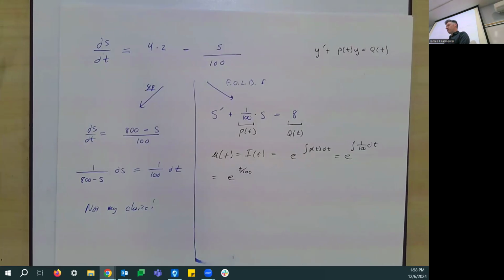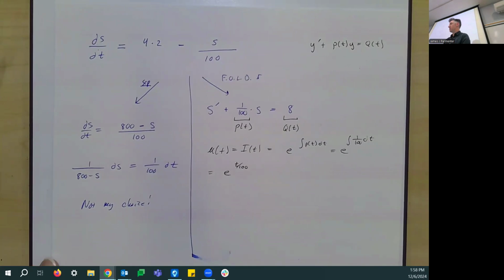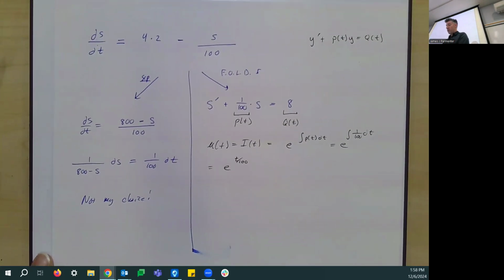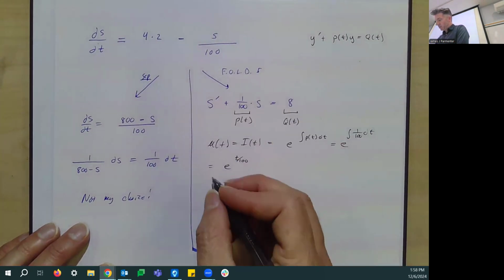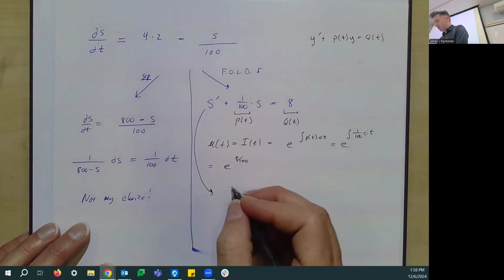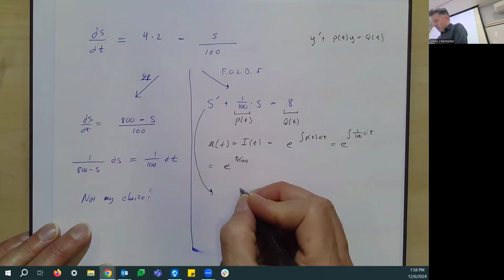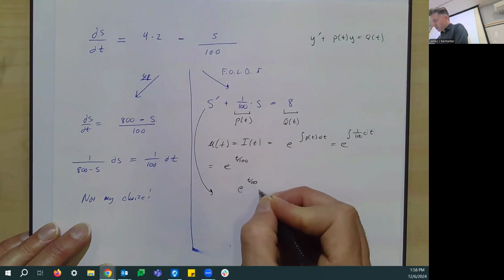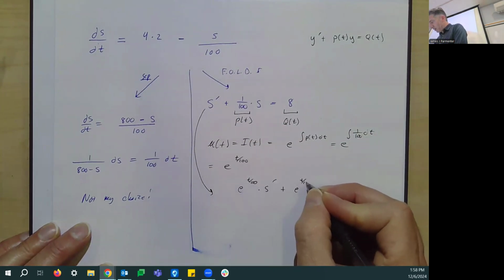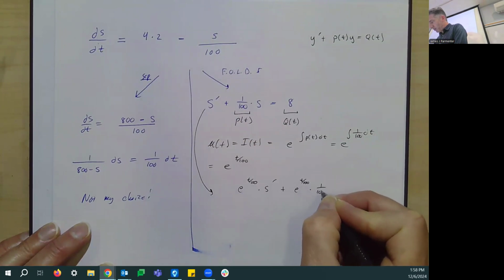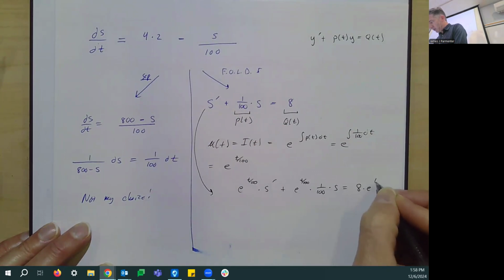And then how much work you have to do here is variable. Some people just want you to jump to the answer. Some people want you to show all the work. I like showing all the work. So I'm going to show that. I'm going to multiply everything by this integrating factor. So I'm going to take my equation and multiply everything by e to the t over 100. So I've got e to the t over 100 times s prime plus e to the t over 100 times 1 over 100 times s equal to 8 times e to the t over 100.